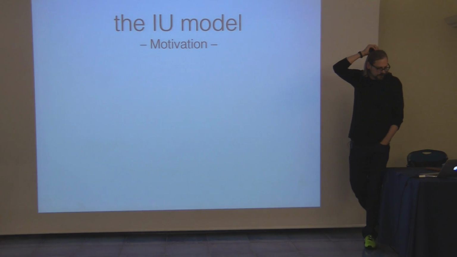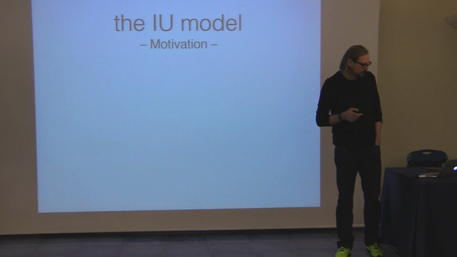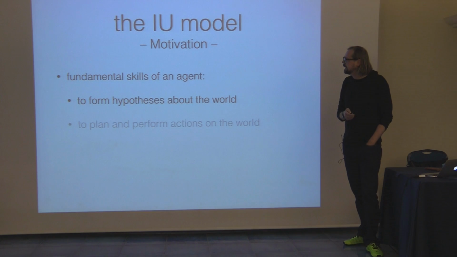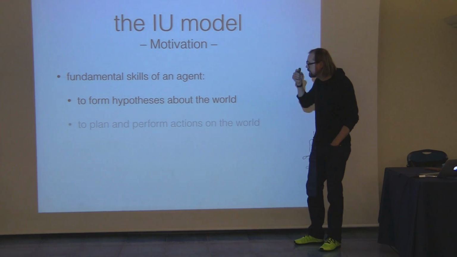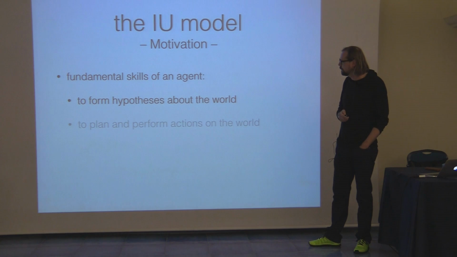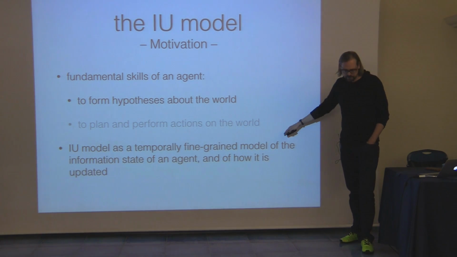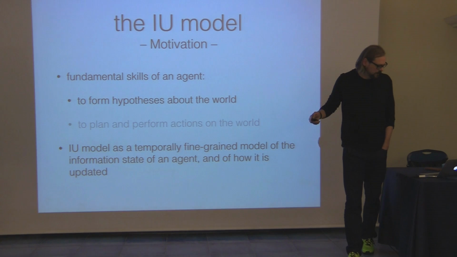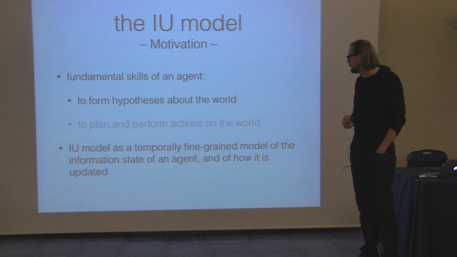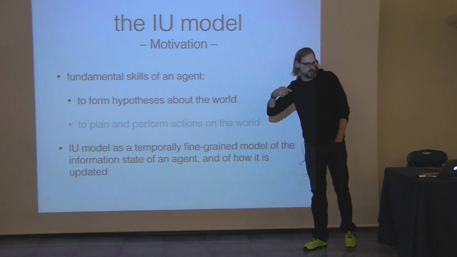We have come up with a variation on this information state update model, which we call the IU model, the incremental units model, which is meant to model the fundamental skill of an agent to form hypotheses about the world. And that's the distinguishing feature of our IU model: it's a temporally fine-grained model of the information state of an agent. So that's what it adds over the literature.